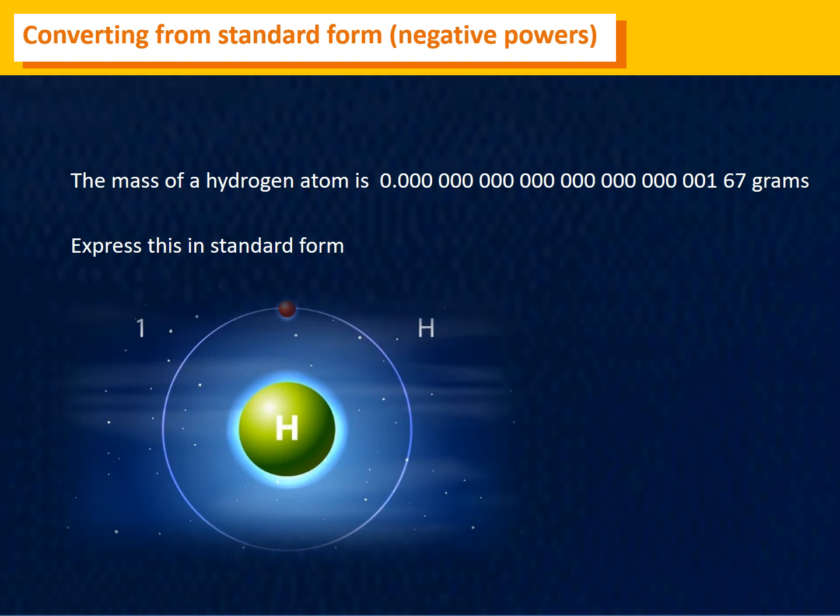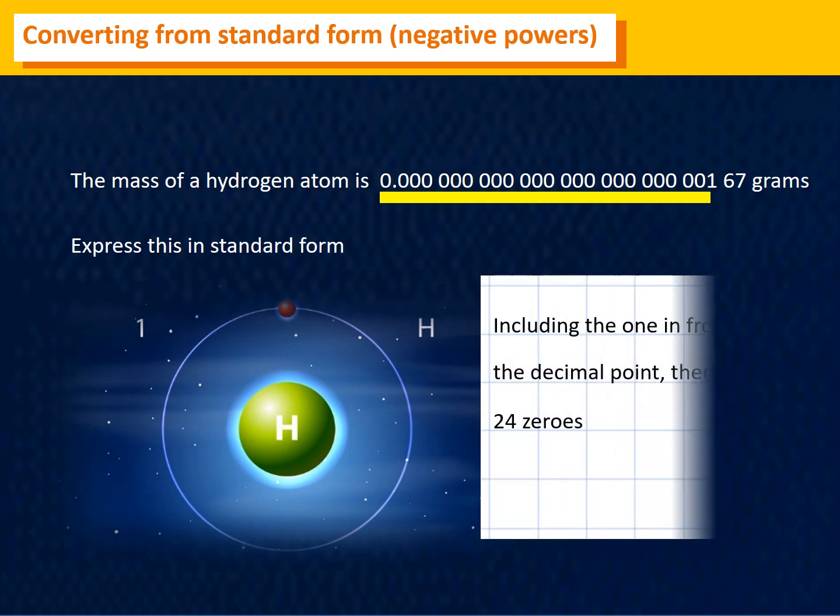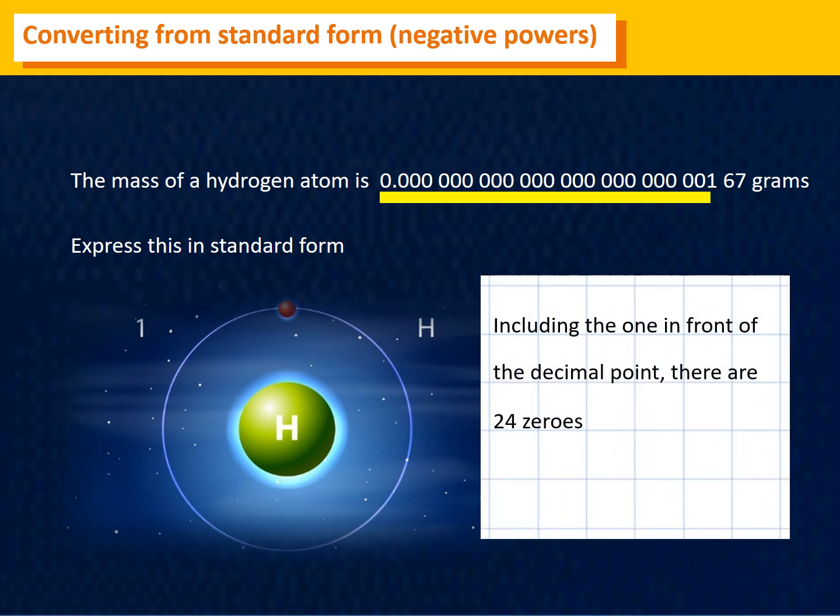Here's a second example. How many zeros can you count? Well, including the one in front of the decimal point, there are 24 zeros. So in standard form, this number will be 1.67 times 10 to the power of negative 24.